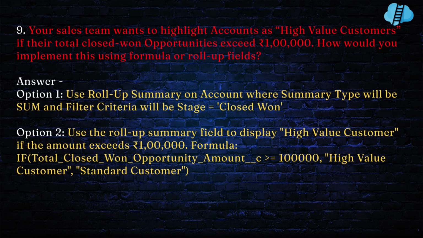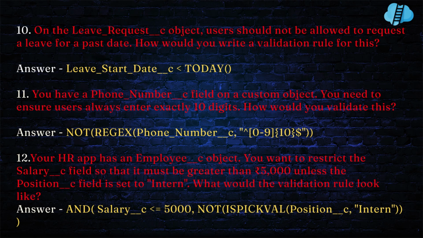Formula: If total_closed_one_opportunity_amount__c >= 100,000, high value customer, else standard customer. 10. On the leave_request__c object, users should not be allowed to request a leave for a past date. How would you write a validation rule for this? Answer: leave_start_date__c < TODAY().